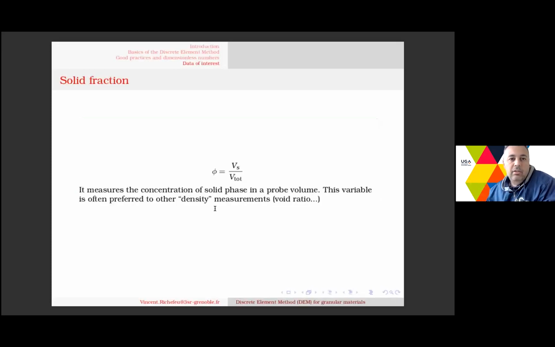Okay, here just a small word about the solid fraction, which is often used. This is simply the volume of solid, the sum of the volume of all particles, divided by total volume. And this variable is actually often used in the granular papers, more often than the void ratio or things like this. Sometimes it is called density, but this is misleading. I prefer to call it solid fraction.